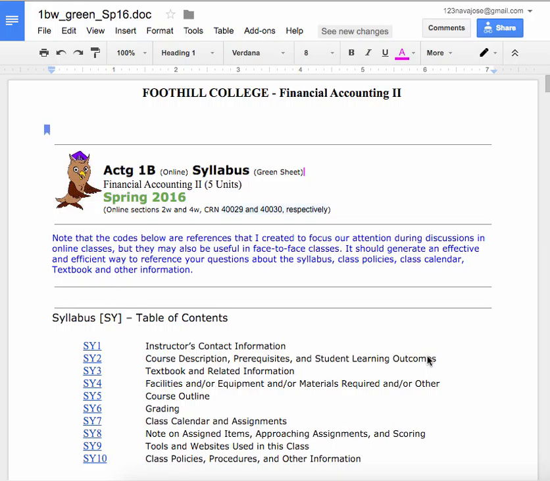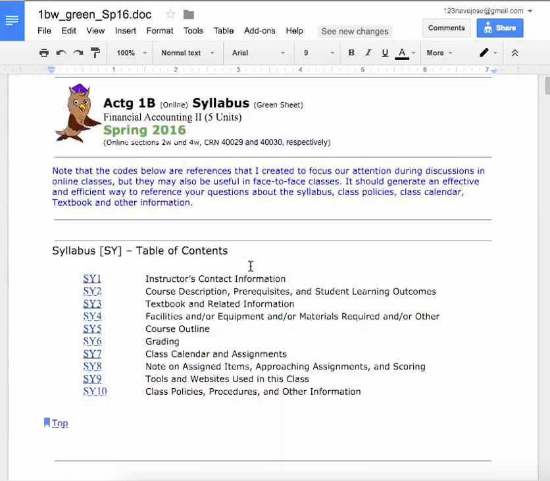Notice that this class has 2 sections, sections 2W and 4W, CRNs 40029 and 40030. And the reason I tell you this is because at some point you will need those, to know what your section is, to identify your gradebook that I'm going to be giving you by about week 3.